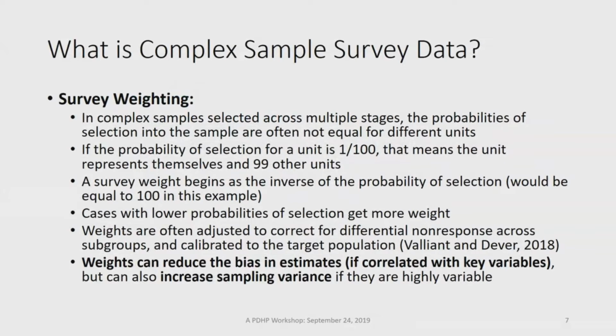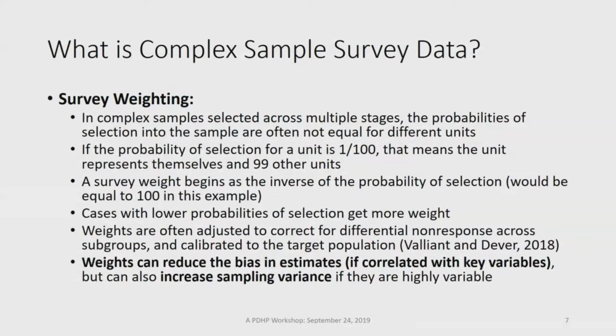Okay, we're not going into great detail about how the weights are constructed, but when you see a weight variable in a survey data set that you're working with, you should look at that weight variable, and the first thing to think is, is that weight variable correlated with my key variables? One thing that people do when they jump into these data sets is they just throw the weight into estimation procedures and keep their fingers crossed that everything works out.